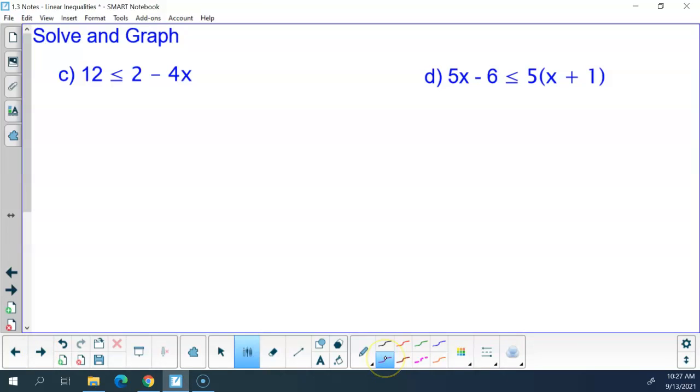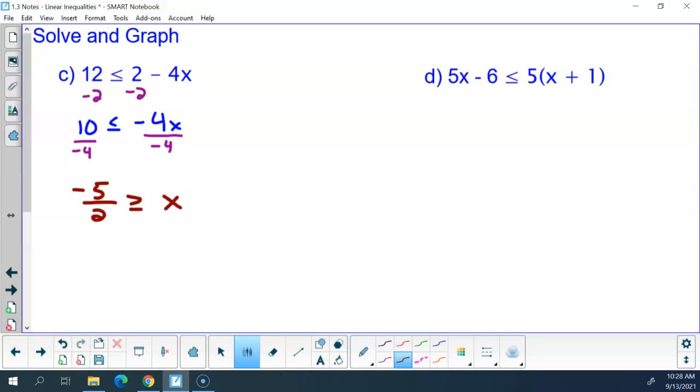First step in C. Subtract 2. So that is 10 is less than or equal to -4x. Then divide by -4. What happens? It flips. Do I like -10/4? Negative 5 halves I like better. Yep. Okay, so we can write this as negative 5 halves is greater than or equal to positive x. Okay, all right, love it.